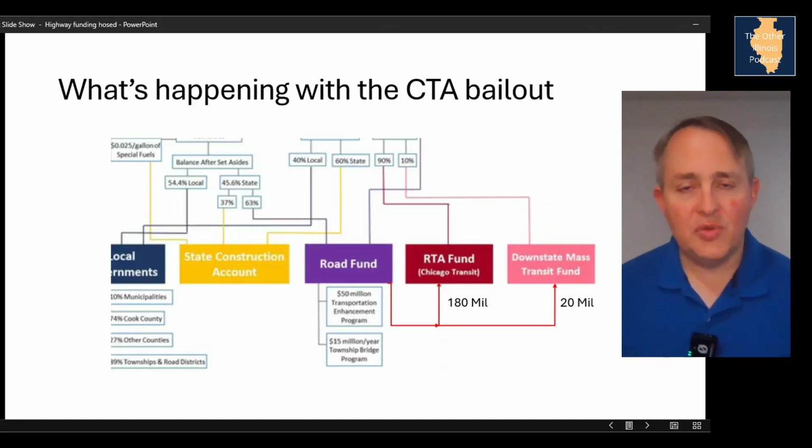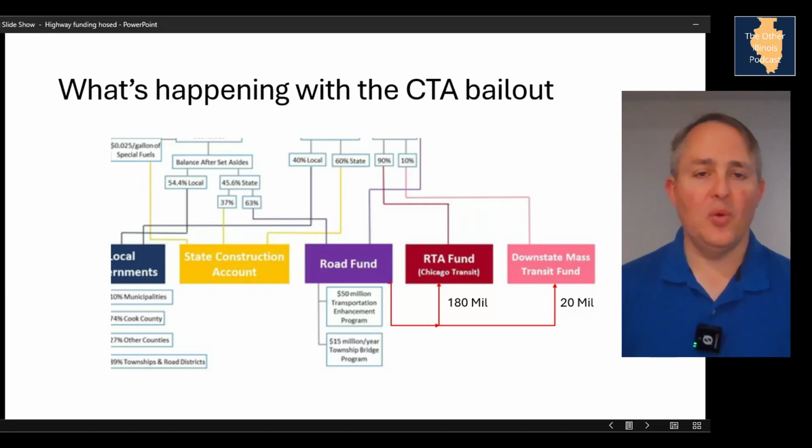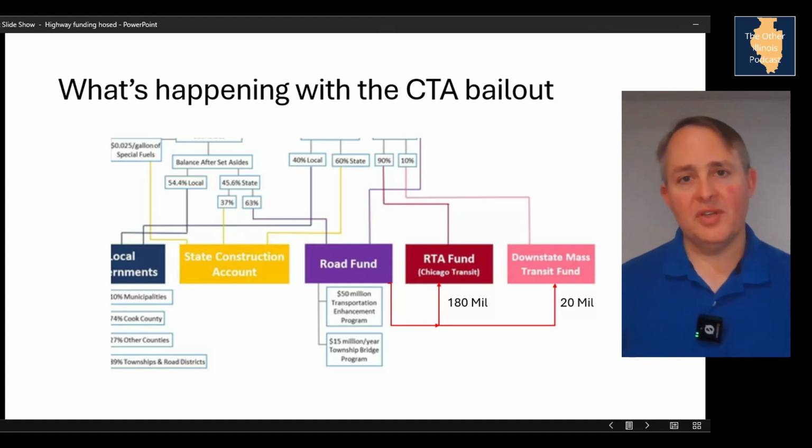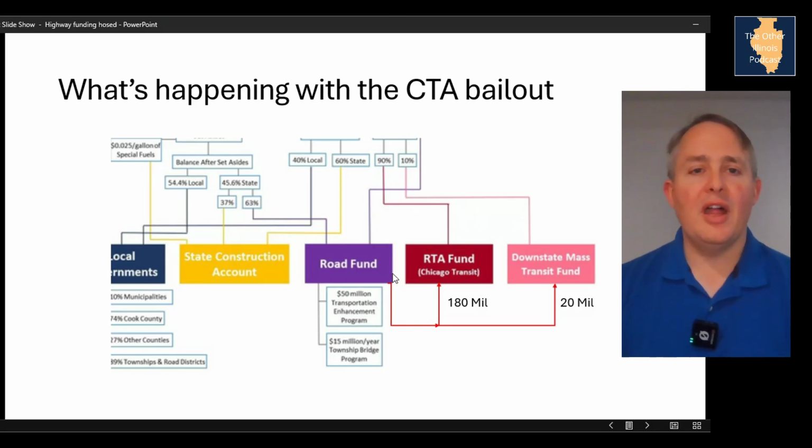So in 2025, the Chicago Transit Authority was having a massive funding issue. Basically, it was coming within months of failing. There was about a $1 billion shortfall that the Transit Authority was reporting. And the first thing that Governor Pritzker did was basically he shifted $200 million from the road fund every year to go into mass transit.